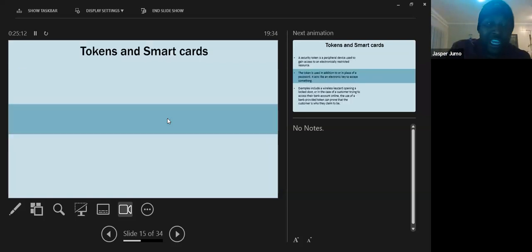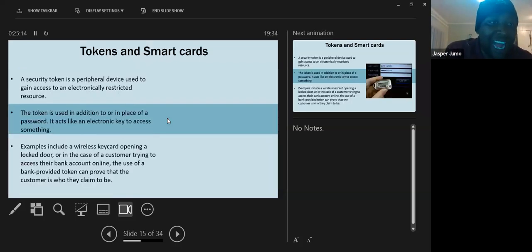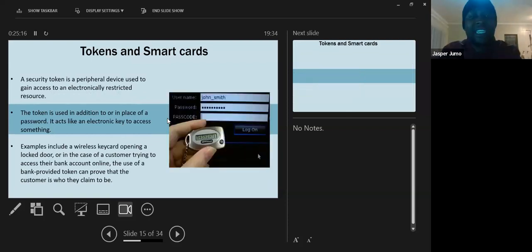When I'm talking about tokens and smart cards, generally, a token is a peripheral device which is used to gain access to an electronically restricted resource. A very good example of these security tokens nowadays, in your phone, there are two applications. I think some of you know this. There's an application called Google Authenticator, and another one called Microsoft Authenticator, right?